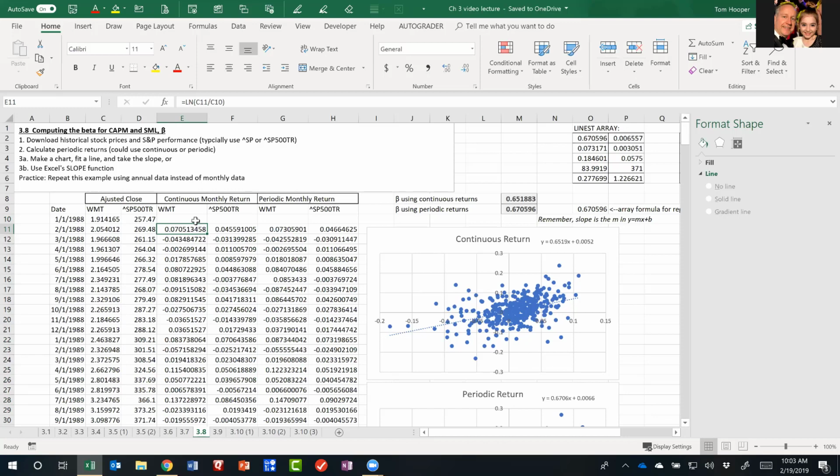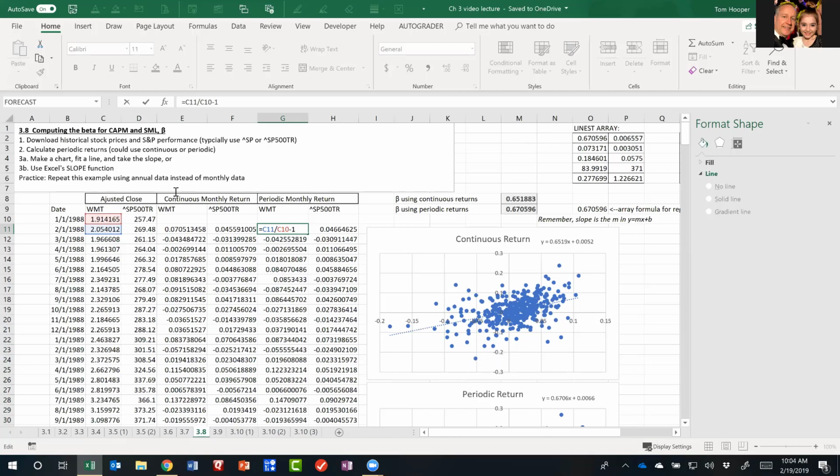We can calculate a return two different ways. We can do a continuous return, which is what the book tells us to do. It's taking the natural log of current over previous share price. Or we can just calculate a return the way you guys are used to. It's just the percentage change over that period. It's the current price over the previous price minus 1. I did it both ways here to show you that you basically get the same answer.